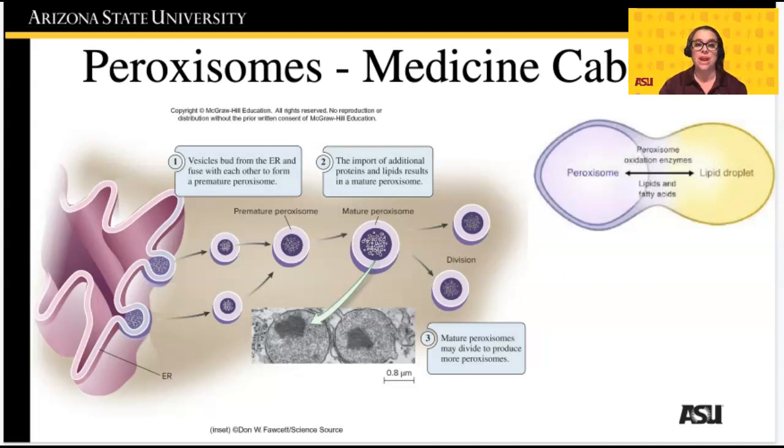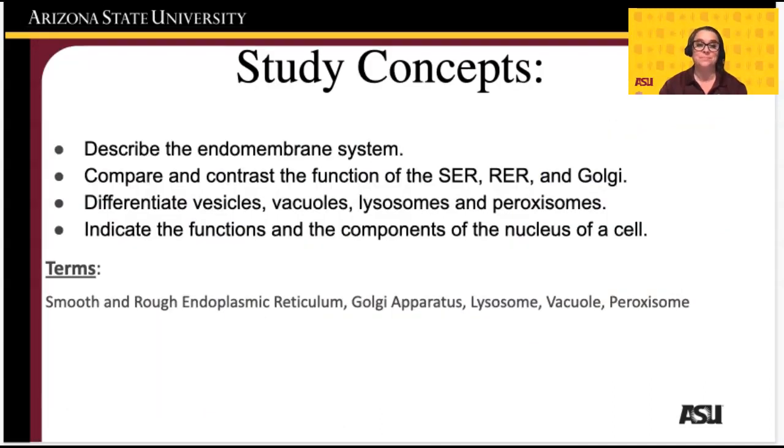Students should be able to describe the endomembrane system. Students should be able to compare and contrast the function of the SER, RER, and Golgi. Students should be able to differentiate between vesicles, vacuoles, lysosomes, and peroxisomes. Students should be able to describe the function and components of the nucleus of the cell.